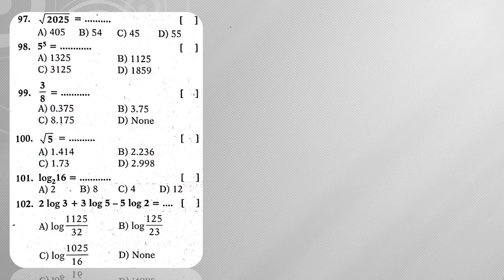So already we know 2025 is nothing but 45 square, hence the answer is 45. So how to obtain it? Whenever you need to find the square of any number which ends with 5, simply what you do is, multiply by the next number. So 4 times 5 is 20, and 5 square is 25.